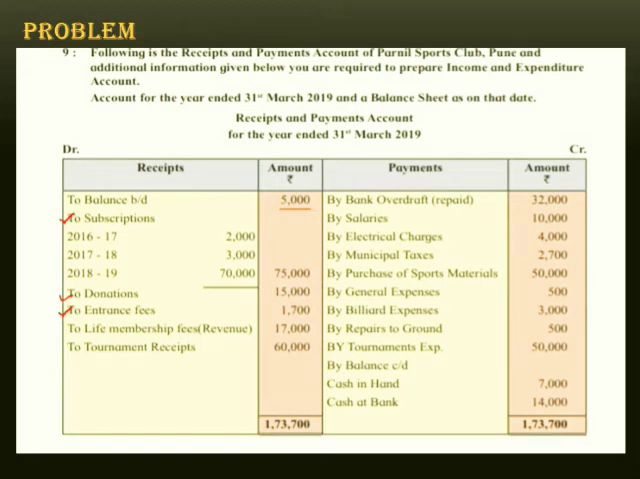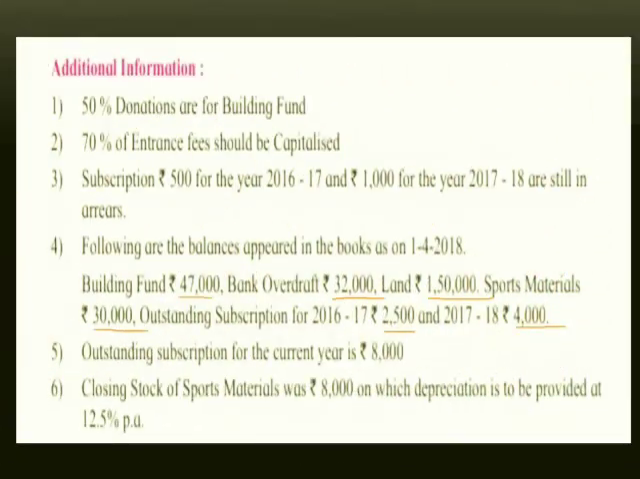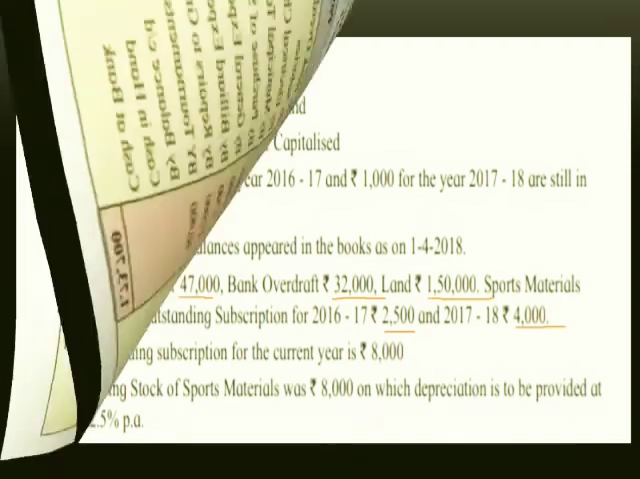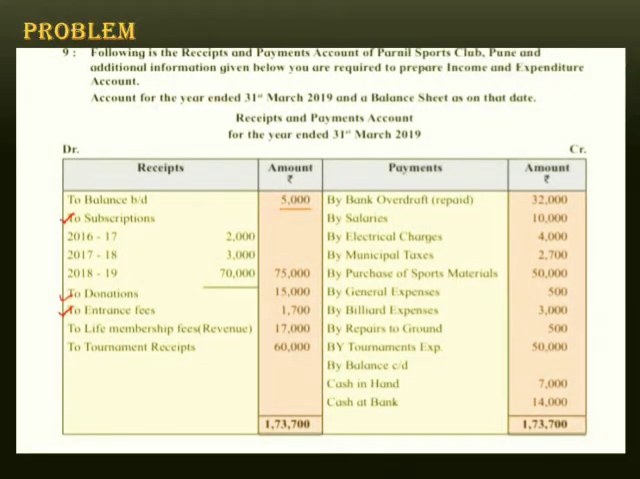Now, we will read out the additional information. Students, I will read one by one adjustment and you have to just tick mark. See, 50% donations are for building fund. Now what we have to do? I will just go again to the back slide. See here, donations are there. I have just tick marked donations.